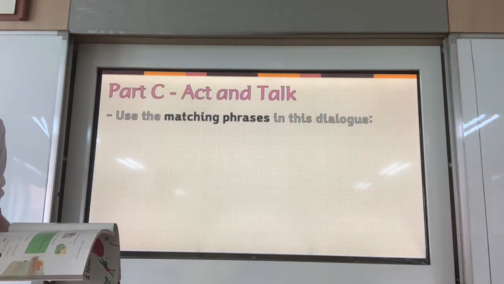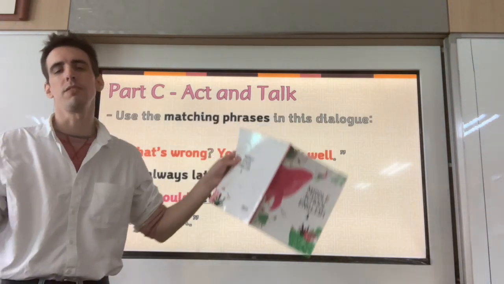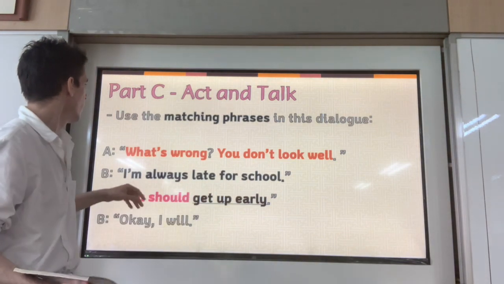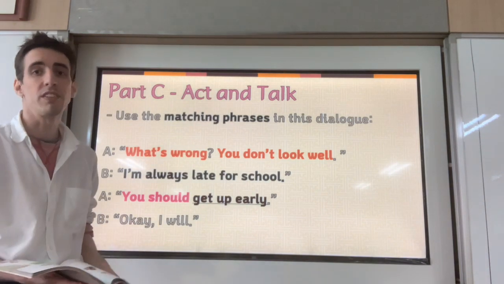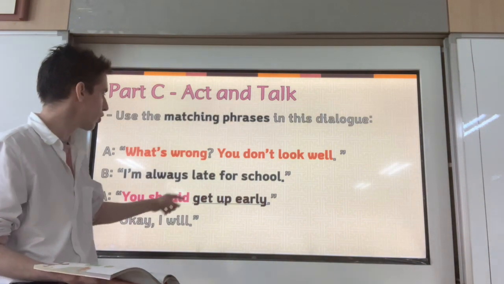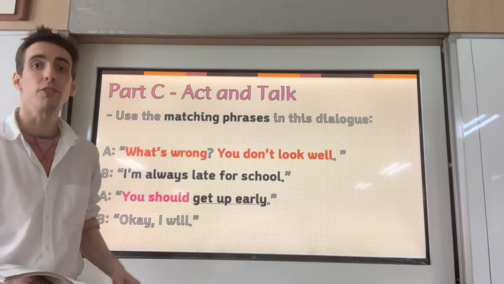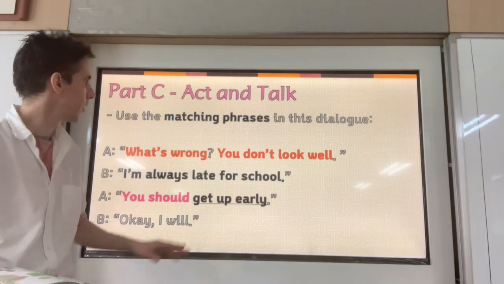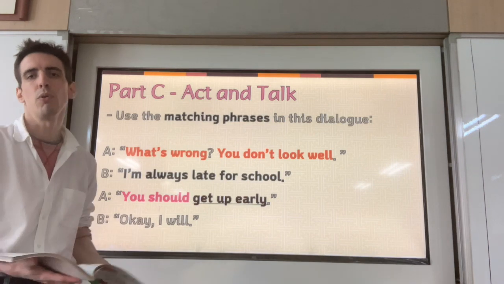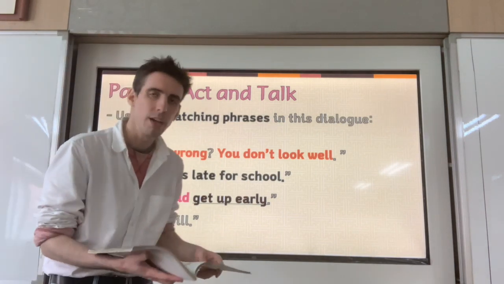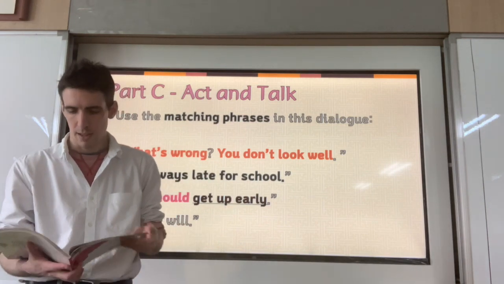ABA. And this dialogue is for all of lesson 2. So I asked, what's wrong? You don't look well. I'm always late for school. You should get up early. Okay, I will. I want you to try to do a lesson 2 dialogue. These key phrases, and then these key phrases. We'll work together in class when I see you, and we can make a dialogue like this that you can present to the class, and I'll help you.